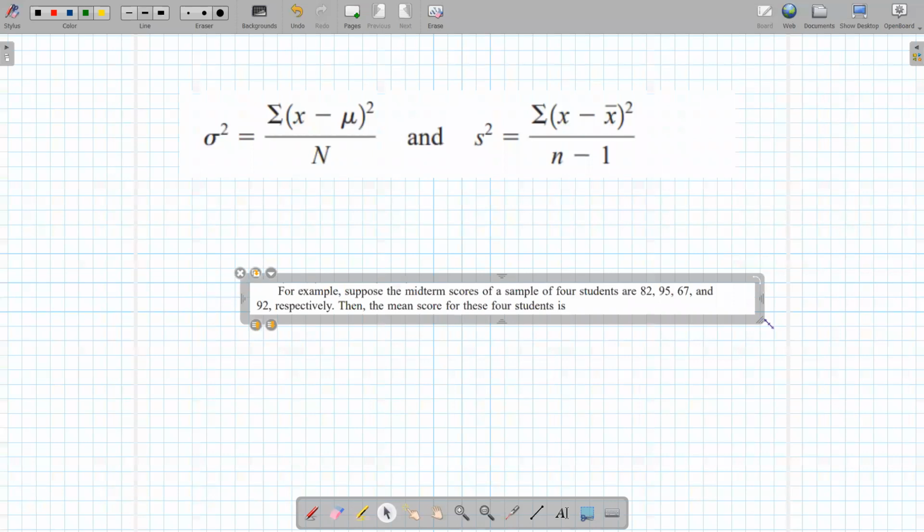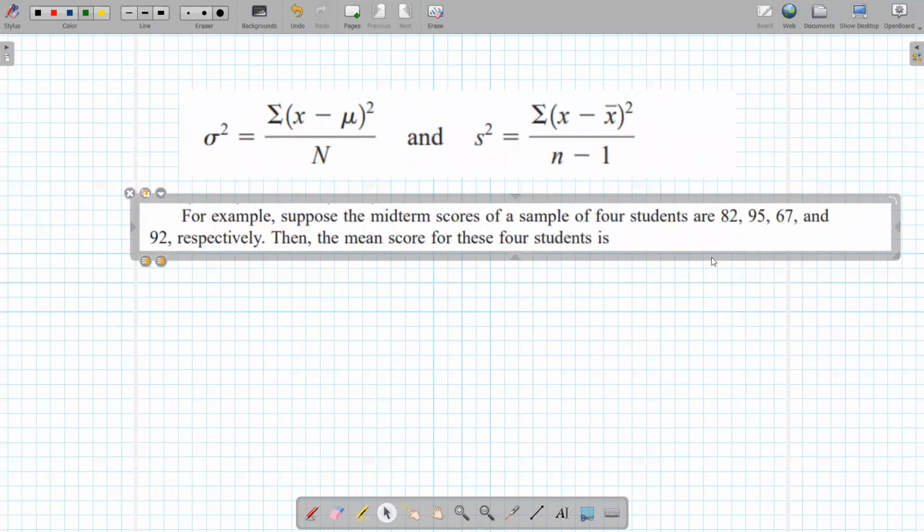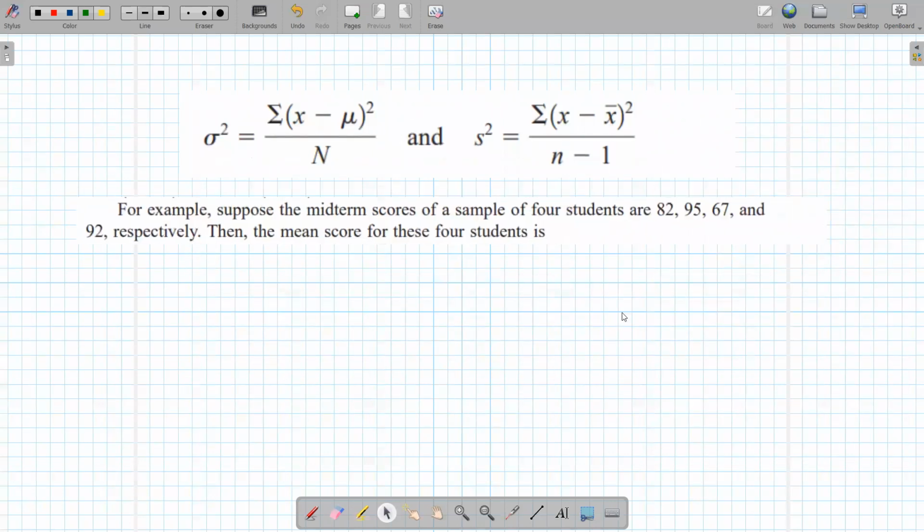It'll be something like this. So they've given us 4 numbers, 82, 95, 67, and 92. And the question will ask you to find the variance or the standard deviation. You see this squared? If something is squared, that's your variance, okay?